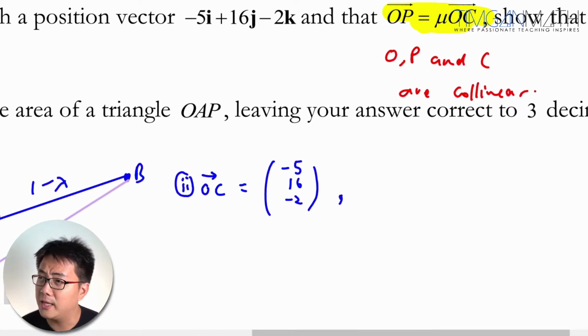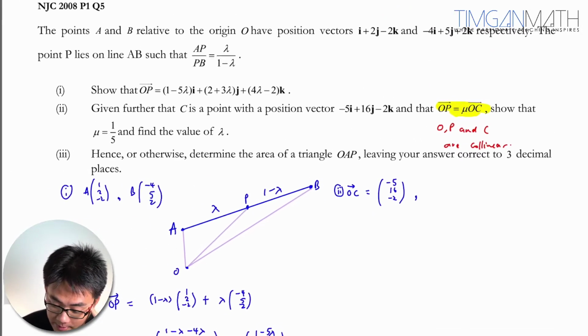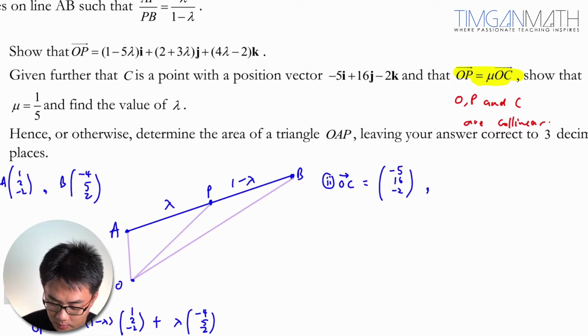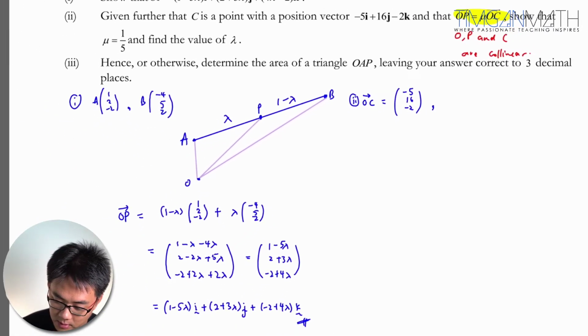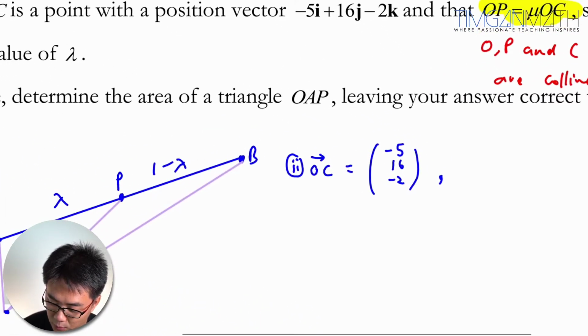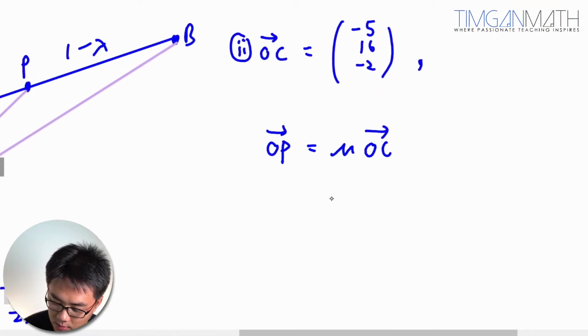So once we get that, show that mu is 1 over 1/5. Okay, that's not too bad at all. So find the value of lambda. Okay, that's not too bad. So you're given that OP is equal to mu OC. So we just substitute in and hope for the best.